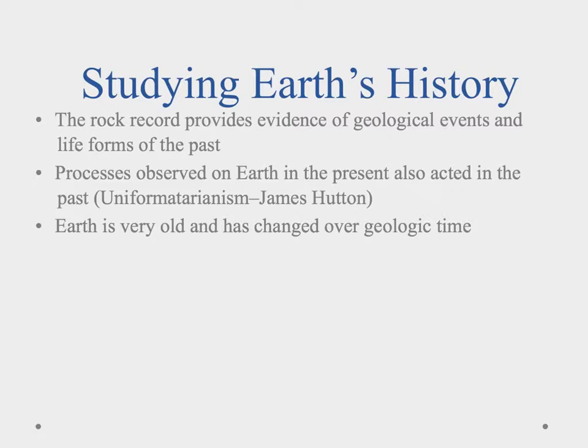The second is a process that was presented to us by James Hutton of uniformitarianism. And what it basically says is that the processes observed on Earth today also acted in the past. So there's not some new processes that were happening now or some that no longer happened that happened in the past. The same things that shape the Earth now are the same ones that shaped the Earth then.